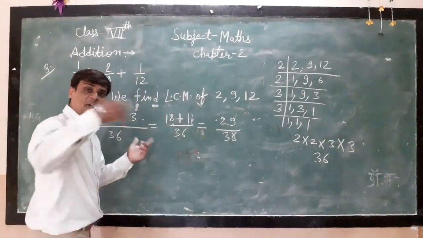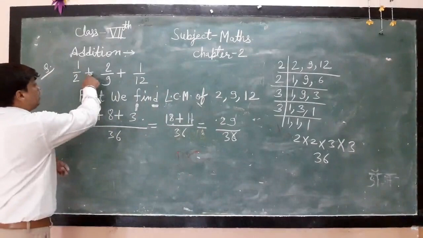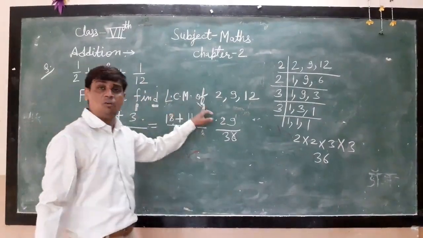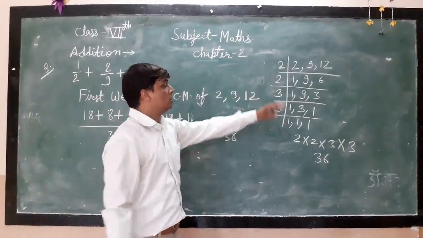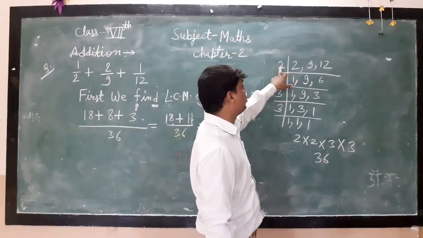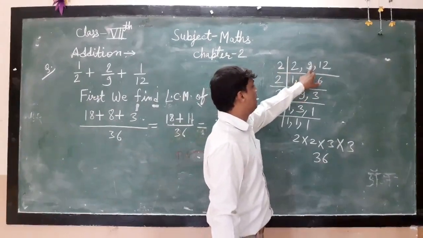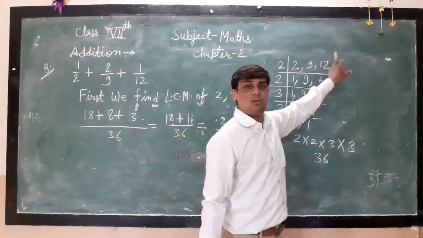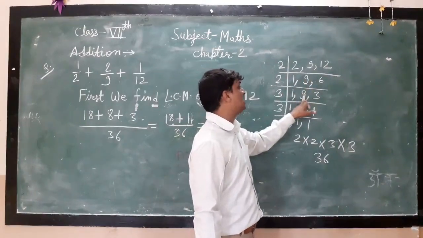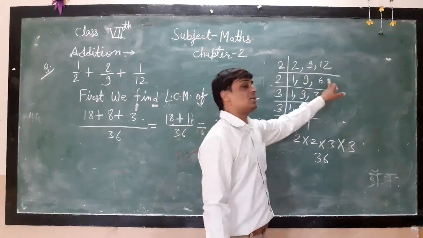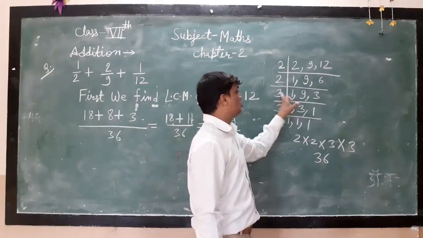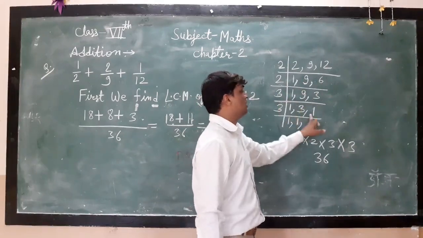Now again repeat it. 1 by 2 plus 2 by 9 plus 1 upon 12. Now first we find the LCM of 2, 9, 12. Look here. The smallest number is 2. 2 ones are 2, 9 as it is. 2 sixes are 12. Again 2, 1 as it is, 9 as it is. 2 threes are 6. Again 3, 1 as it is, 3 threes are 9, 3 ones are 3.